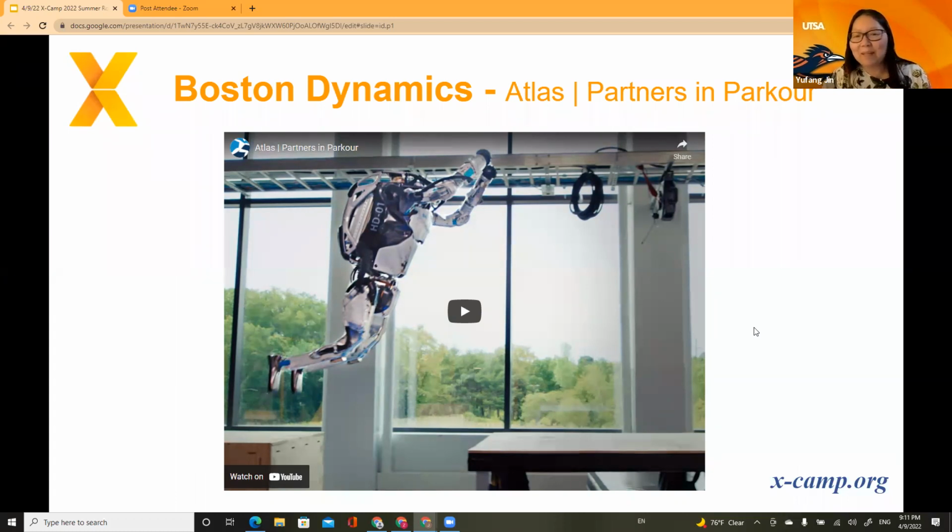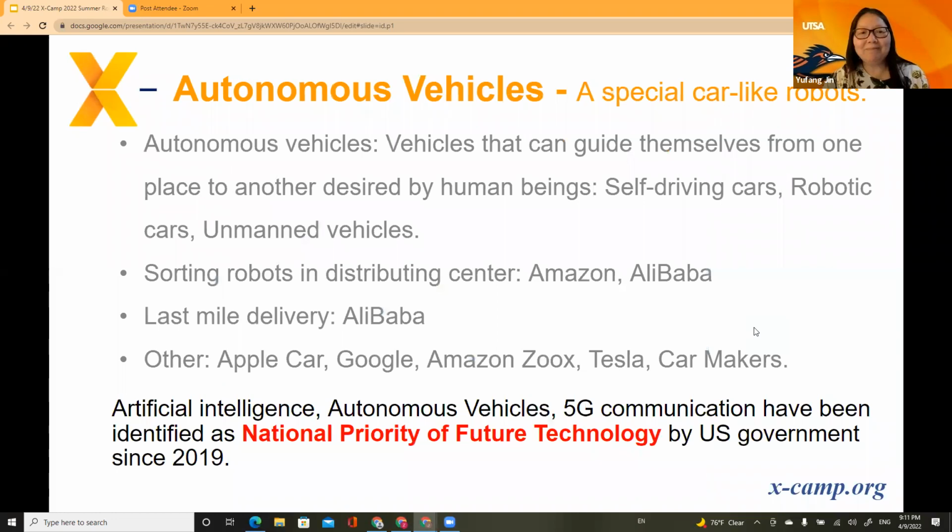Okay, next slide, please. So as I showed in the previous slide, we can see at the early stage of modern robots, the robot is driven by wheels. And this gives us a fundamental idea of autonomous vehicle, which is a special car-like robot. So robot is a very large area, but within the area of robots, autonomous vehicles have been defined as one of the booming areas.